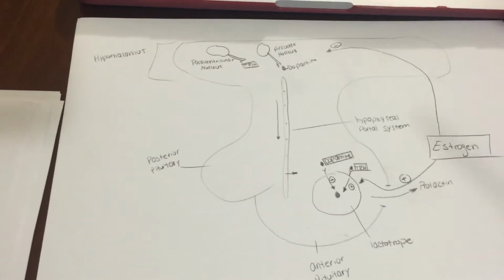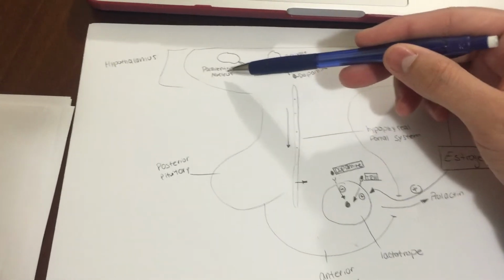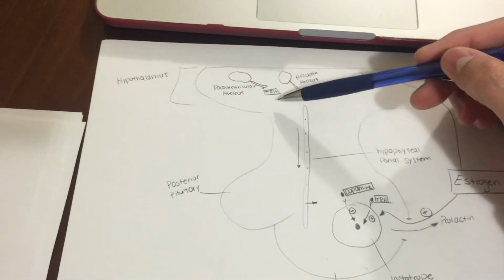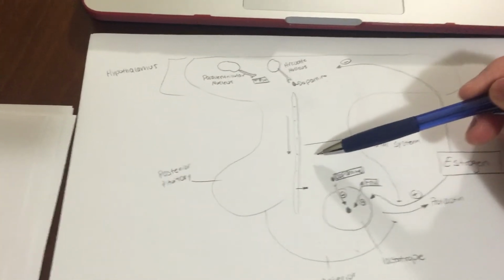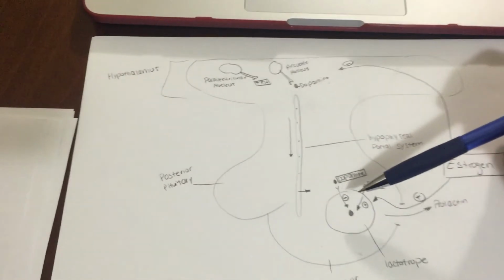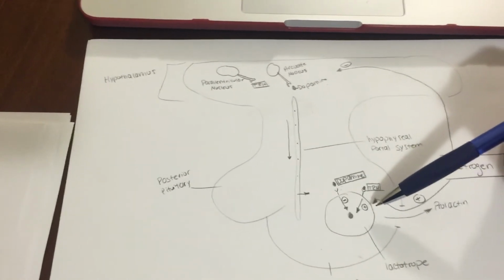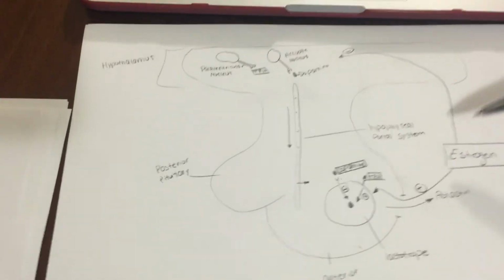We also have in the hypothalamus the paraventricular nucleus, which secretes thyrotropin-releasing hormone. TRH also travels down the hypophyseal portal system and enters the anterior pituitary. Once inside the anterior pituitary, it also binds to receptors on the lactotrope and stimulates the production of prolactin.